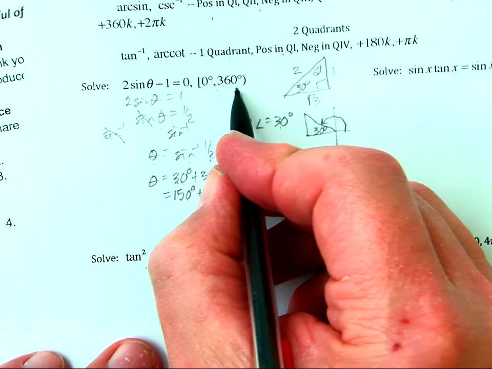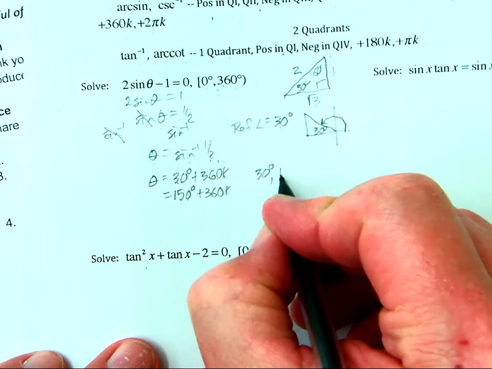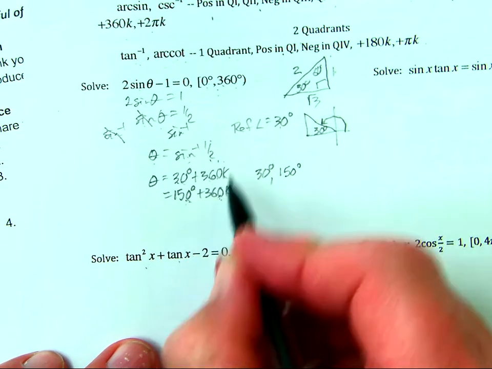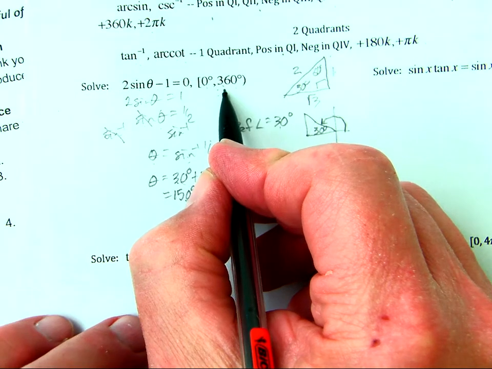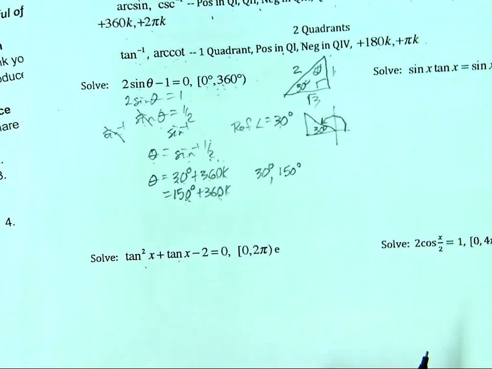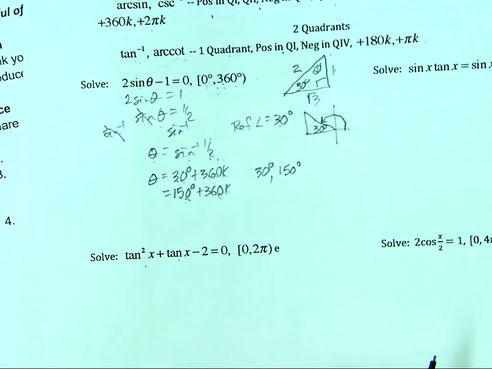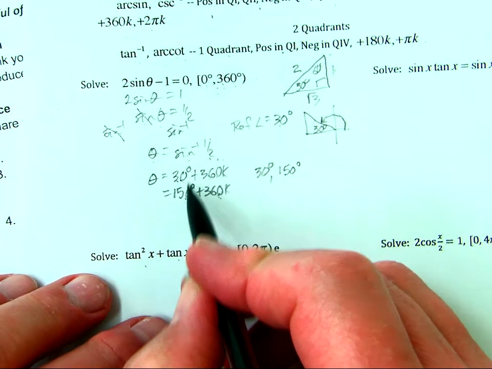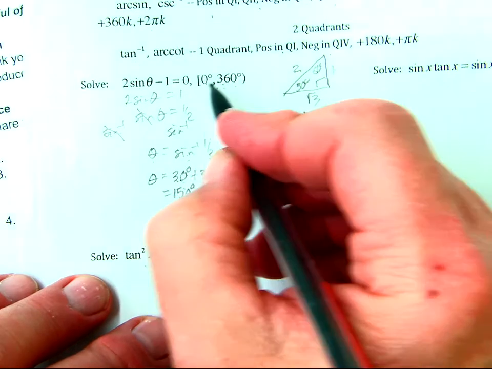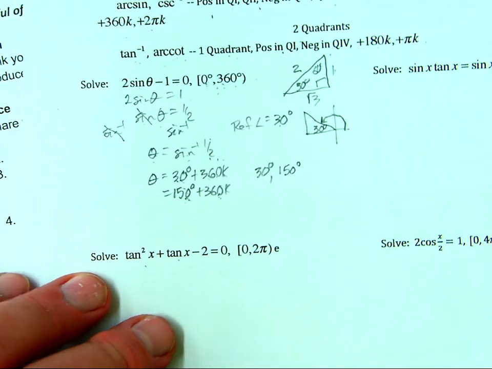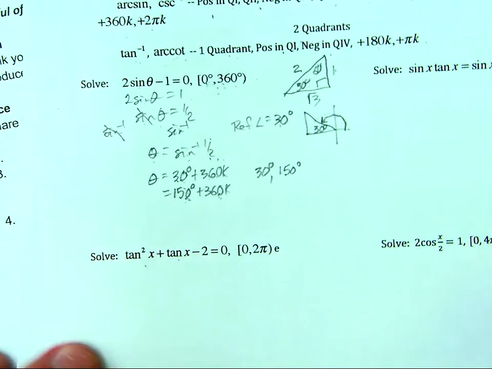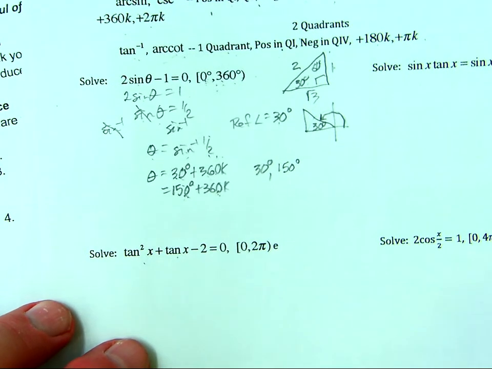Let's move to this one, 150. Is that between 0 and 360? Yeah. So 150 degrees is an answer. What if we add 360? 510? Too big. So this one only has two answers. So when you get done with your angle, that's your reference angle. You put it in the two quadrants, and then you have to see all the possibilities there. Okay? So that's what you do if there's only one trig function. You isolate it and go from there.